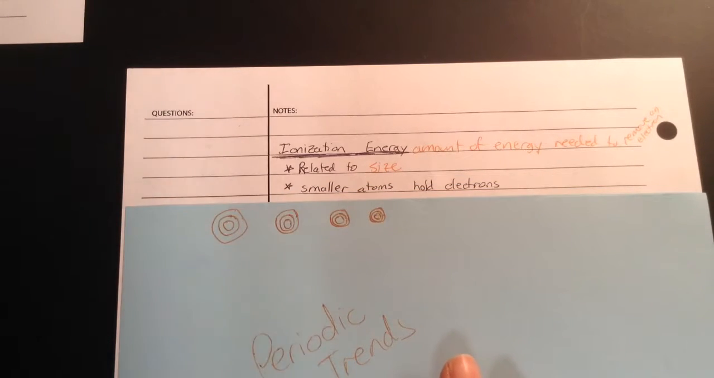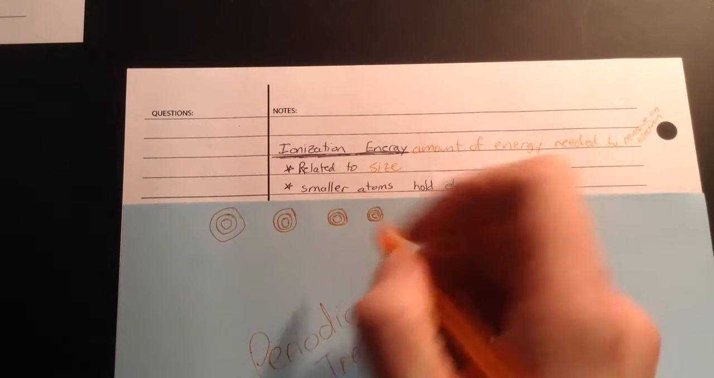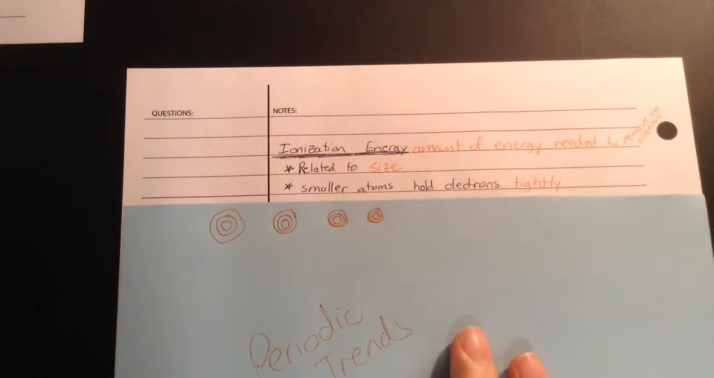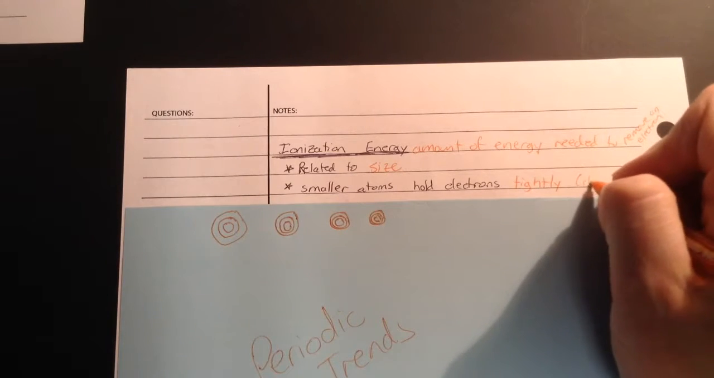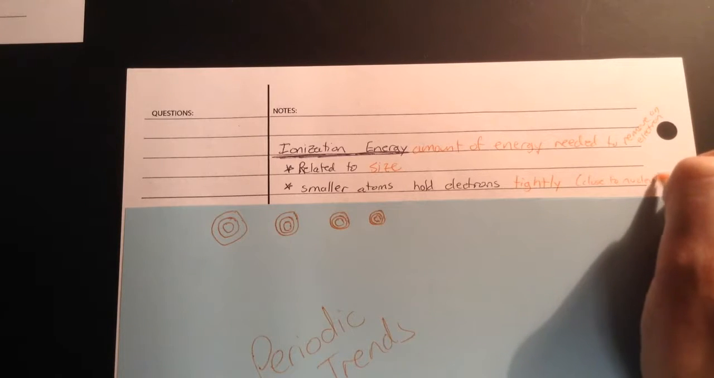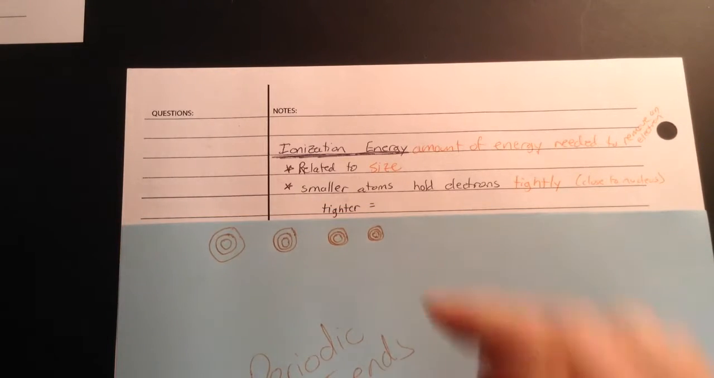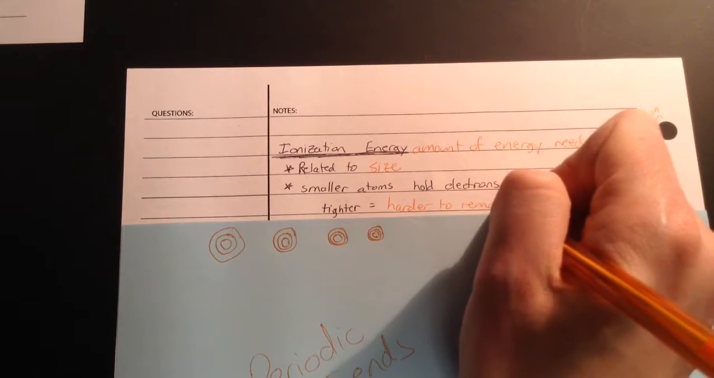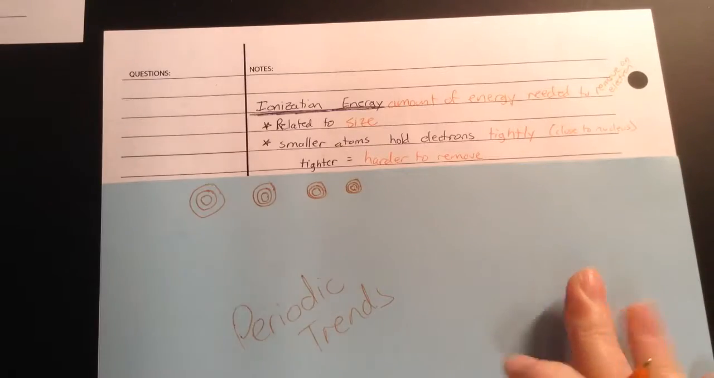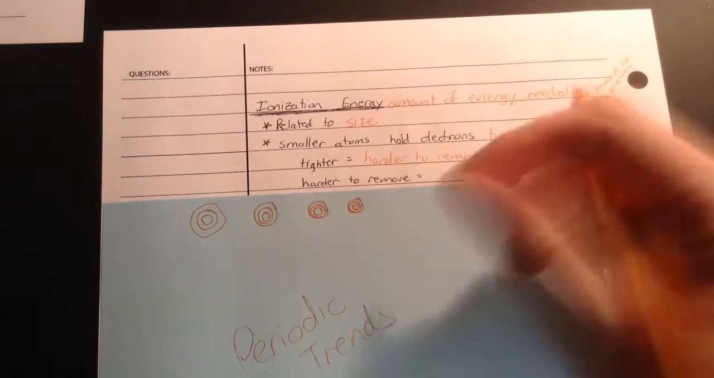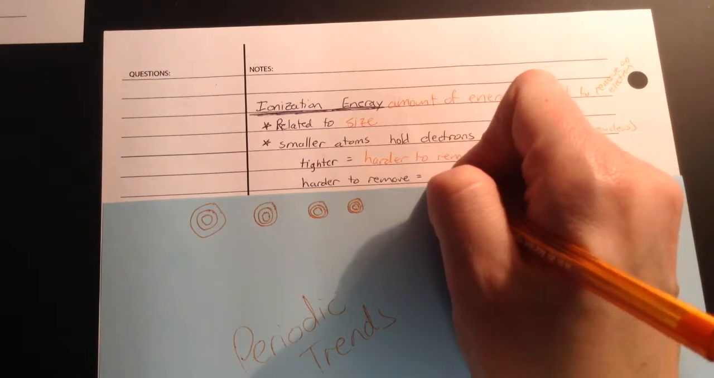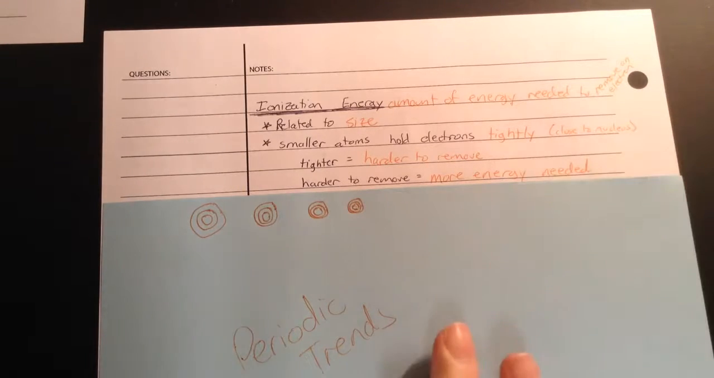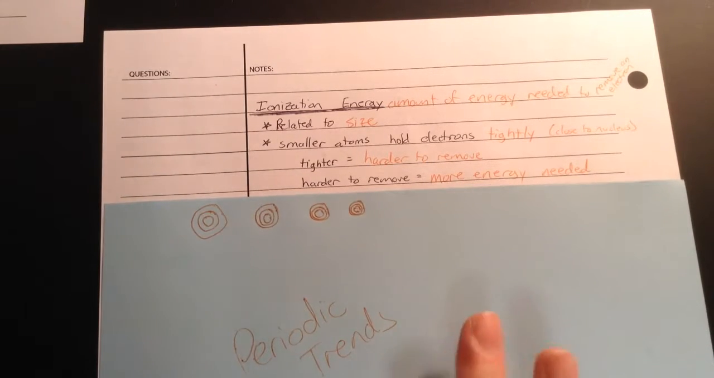Now if we're talking about our smaller atoms, they hold on to the electrons more tightly because they are closer to the nucleus. We'll put that here, closer to nucleus. Means they're tighter. And when they're tighter, that means that it is harder to remove them, because there's more force. It's like a stronger glue there, harder to remove. And if it's harder to remove, that means we have to use more force, which means more energy is needed. So the ionization energy gets higher with those smaller atoms.